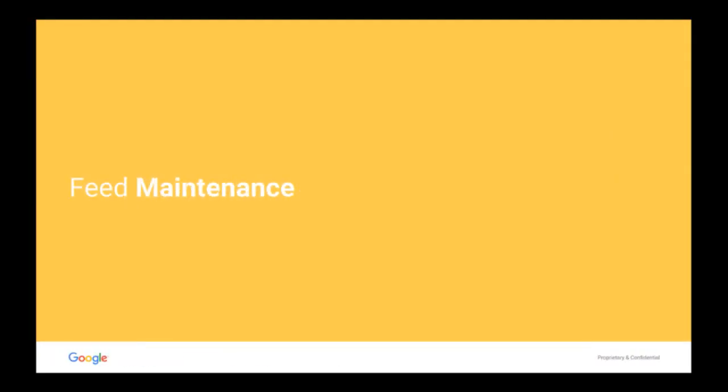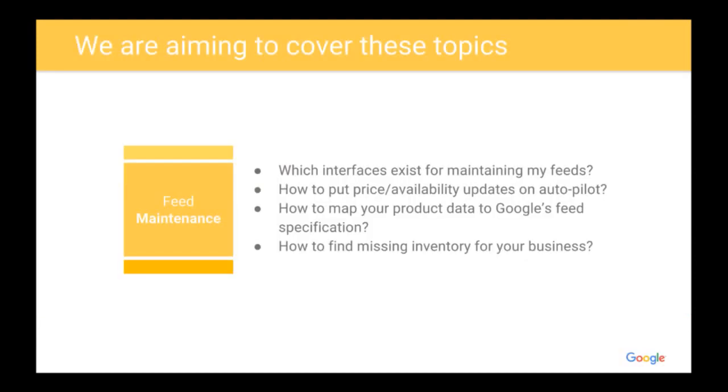All right, thank you, Casper. So we've learned about feed basics and how to avoid or troubleshoot disapprovals. So now we're going to review some key topics on how to maintain your feeds once they're set up. That includes where you can go to efficiently maintain your feeds in the product, how you make sure your price and availability are up to date so that you avoid disapprovals, and how you can further build out your feed and find potentially missing inventory.